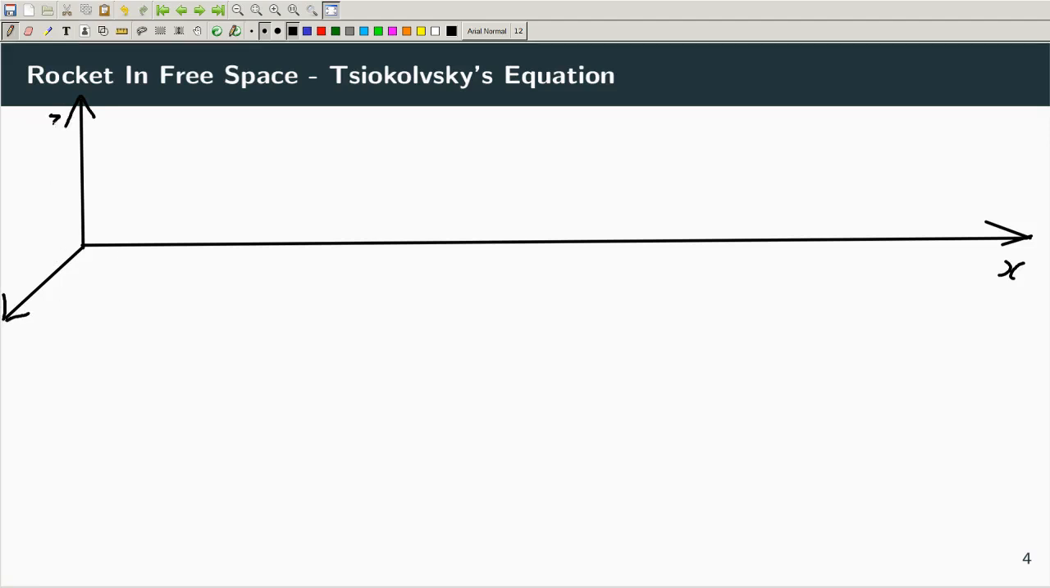Call that the z and the y. So this will be the frame of reference O, and I shall draw the rocket here at some initial time t, and at some later time right here, t plus dt, where it has spat out some small mass.